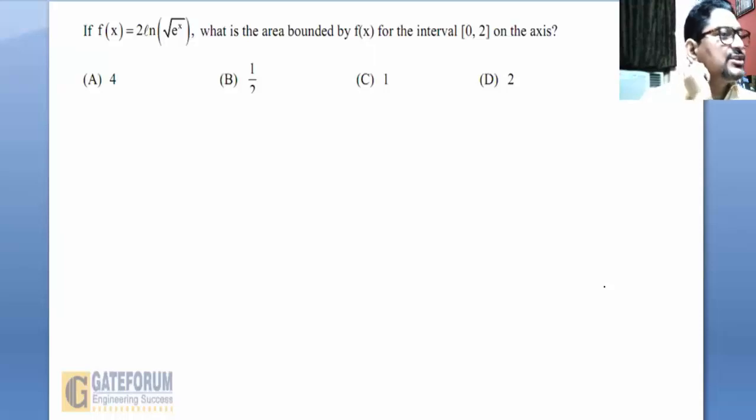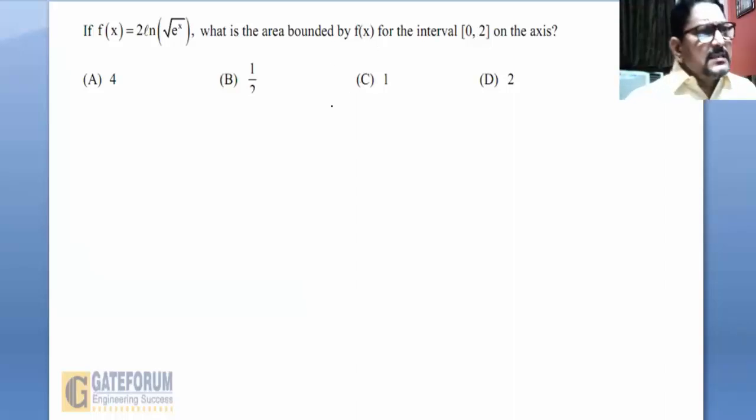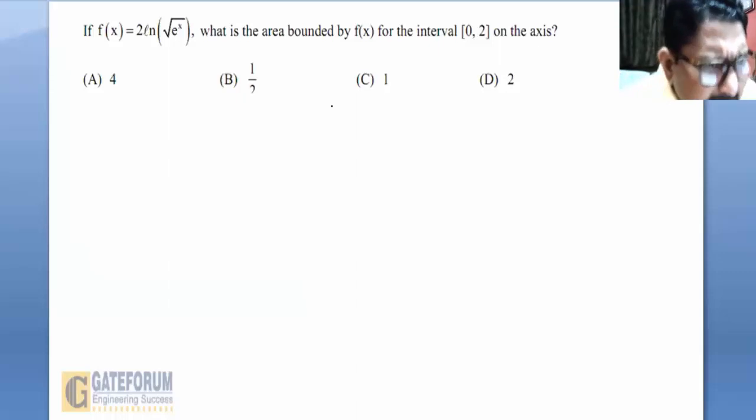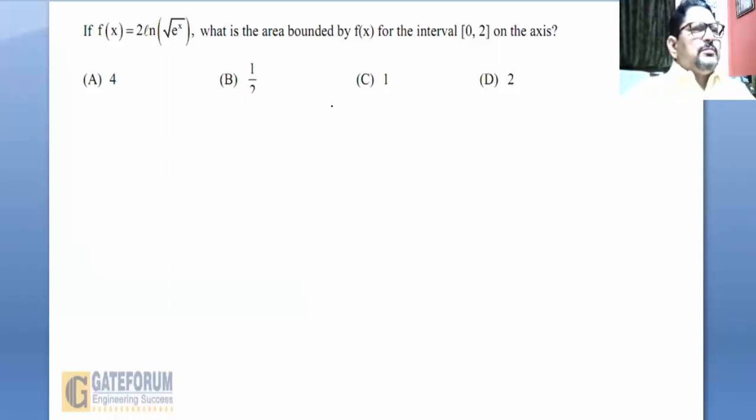If function f(x) is equal to 2 log of root over e to the power x, what is the area bounded by function f(x) for the interval 0, 2 on the axis? Now, even though in general ability, calculus, in a pure form, should not be applied. But why should I say should not? Need not be applied.